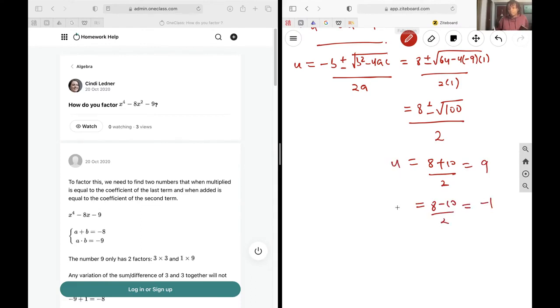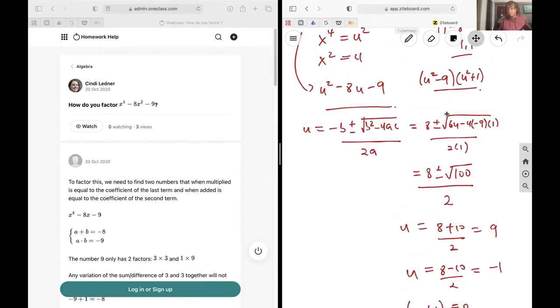So I have the two solutions, u is equal to 9 and u is equal to negative 1, which when I isolate the 0 to one side, I get u plus 1 is equal to 0, and u minus 9 is equal to 0, which is exactly what I got using the product sum method.